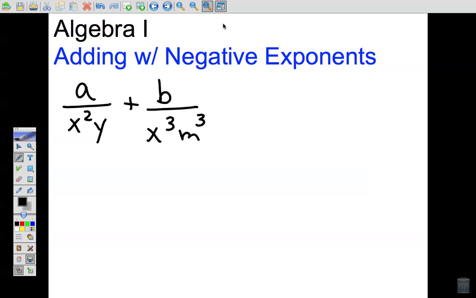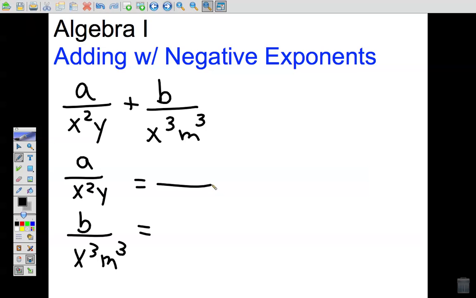So what we need to do is we wrote it vertically, and then we need to find a common denominator. And in this case, the common denominator is what we call the least common multiple. So for the x's, you've got an x cubed and an x squared. So you've got an x cubed as our least common multiple. We've got a y, and then we have an m cubed.